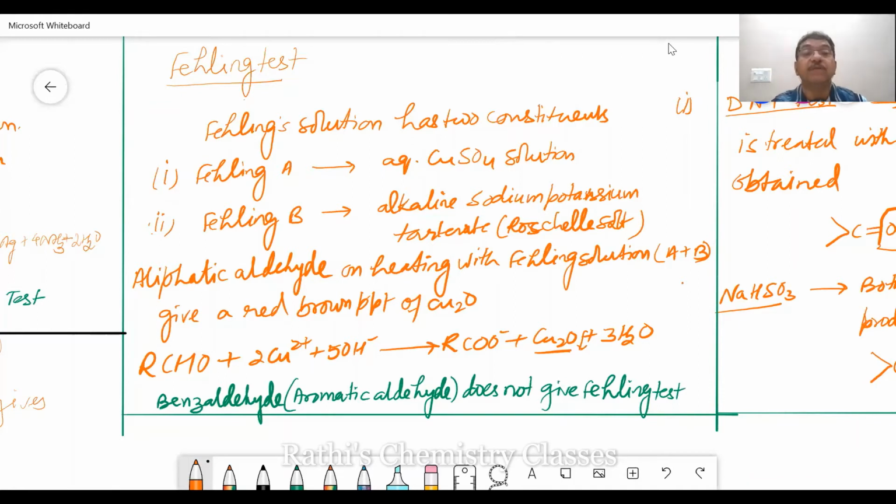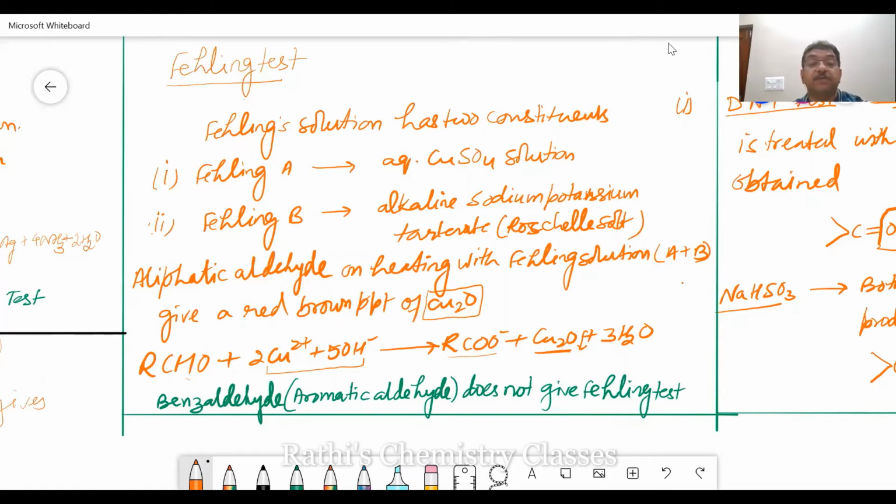Whenever we have to use Fehling solution, both Fehling A and B are mixed in equal volume. All aliphatic aldehydes on heating with Fehling solution give a red-brown precipitate. The red-brown precipitate is of Cu2O. What happens in this case? The aldehyde with Fehling solution gives Cu2O precipitate, and the aldehyde is oxidized to the corresponding carboxylic acid.